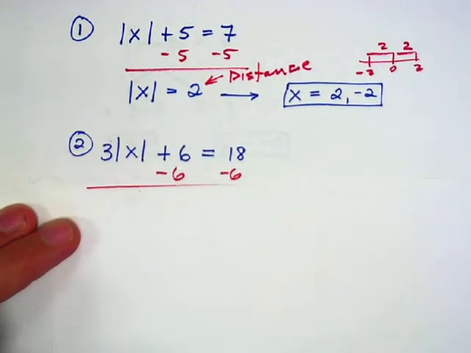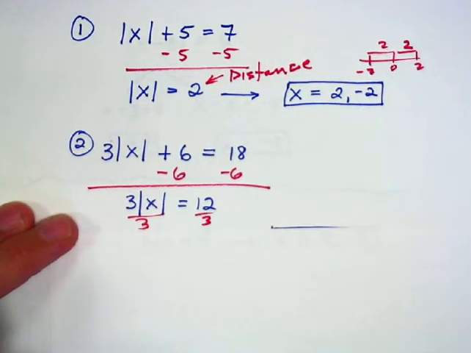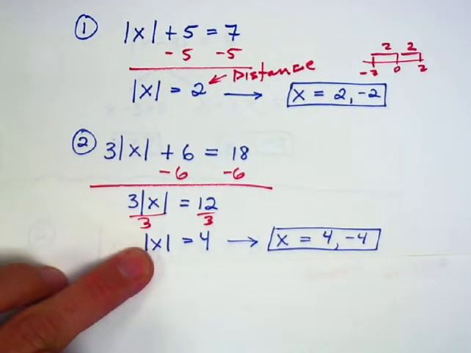Alright, hopefully you were successful in getting through this one. You first of all tried to get the absolute value bars by itself. Subtract 6 to both sides, then you get 3 times the absolute value of x equals 12. And then from here, you have to divide by 3, and then you get the bars alone by themselves by saying the absolute value of x equals 4.